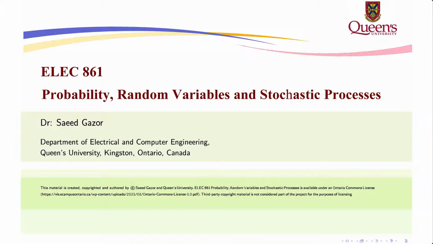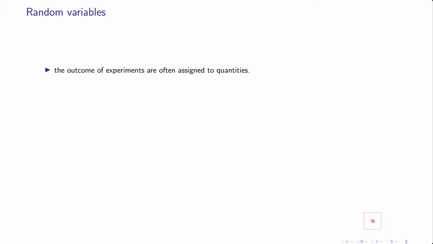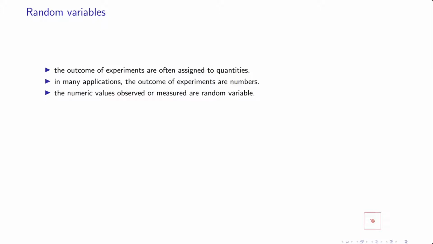Now let us define random variables. Let us see why we need random variables, what the applications are, and so on. In many areas, like physics, engineering, and medicine, the outcome of an experiment is often assigned to quantities, and they are random. In many applications, the outcomes of experiments are themselves numbers. They could be locations. So the numeric values observed or measured are random.